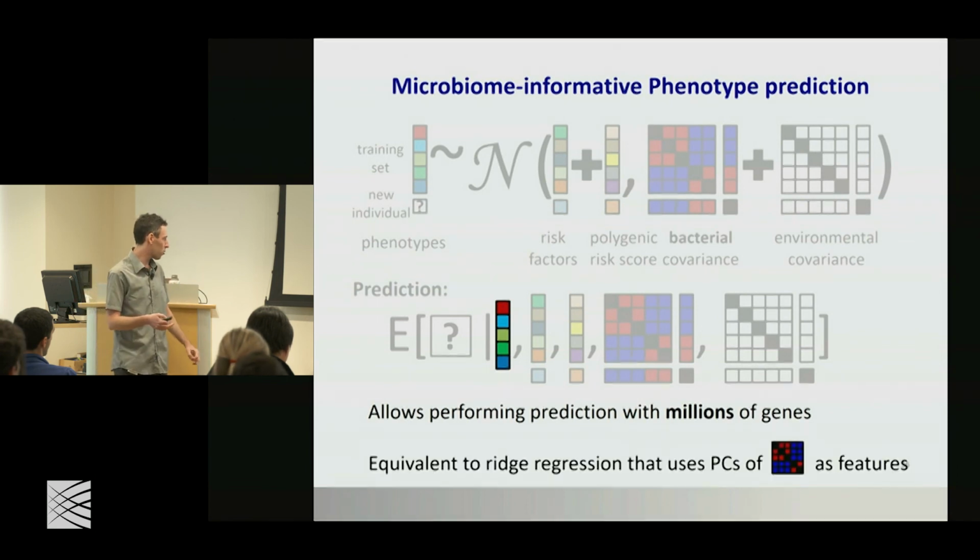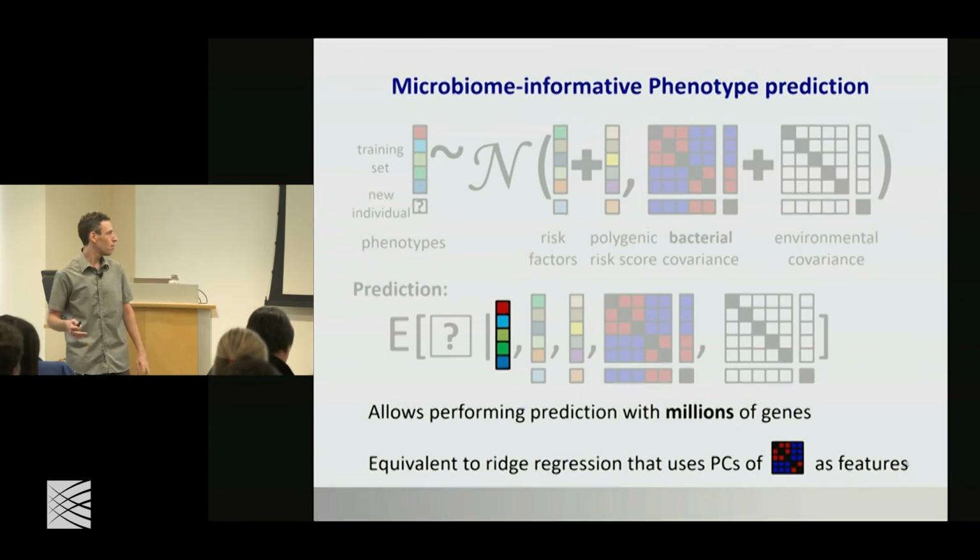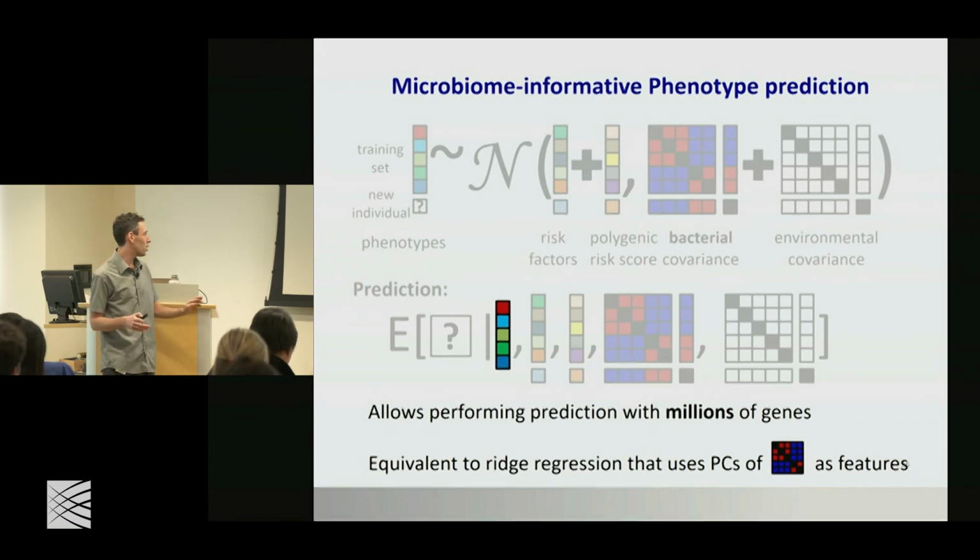And for those of you who are interested, it's possible to show that this is actually equivalent to ridge regression that uses the principal components of this covariance matrix of the training set as features. It's not difficult to show that. But this is, in a nutshell, how we did this prediction.